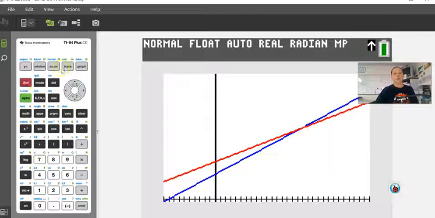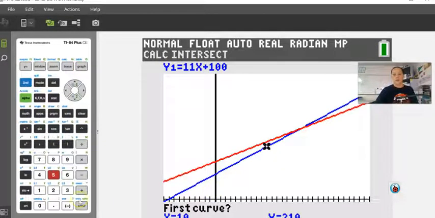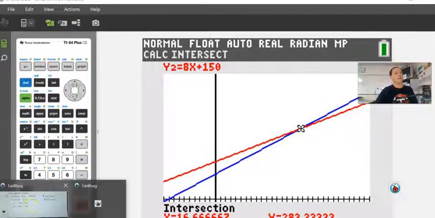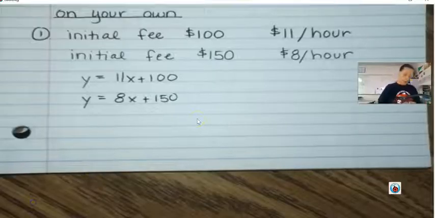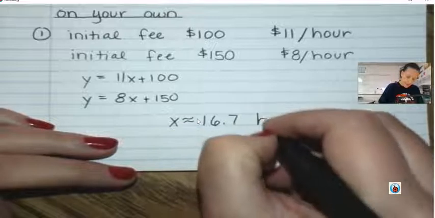Hit second and trace. Go to 5. The first curve, yes. Second curve, yes. And then arrow to where it looks like they intersect. Hit enter. The intersection is at 16.6666 going on forever, so it's at approximately 16.7 hours.